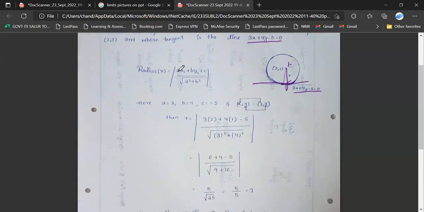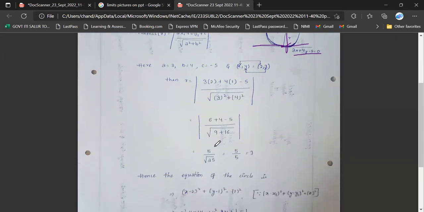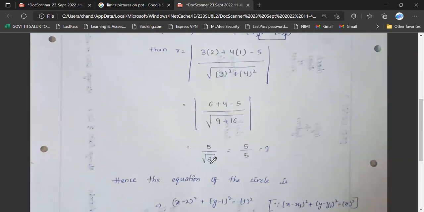Then r is equal to (3 into 2 plus 4 into 1 plus minus 5) divided by root over 3 square plus 4 square. Here minus 5 is the constant. So 6 plus 4 minus 5 divided by root over 9 plus 16 is 5 by root 25. Root 25 is 5, so 5 by 5 gets cancelled, and we have the value 1.